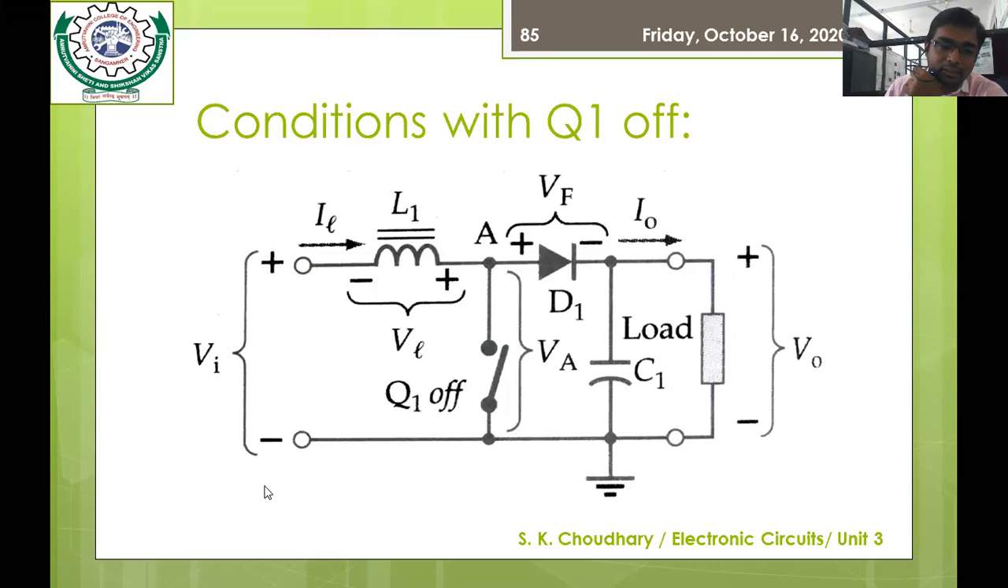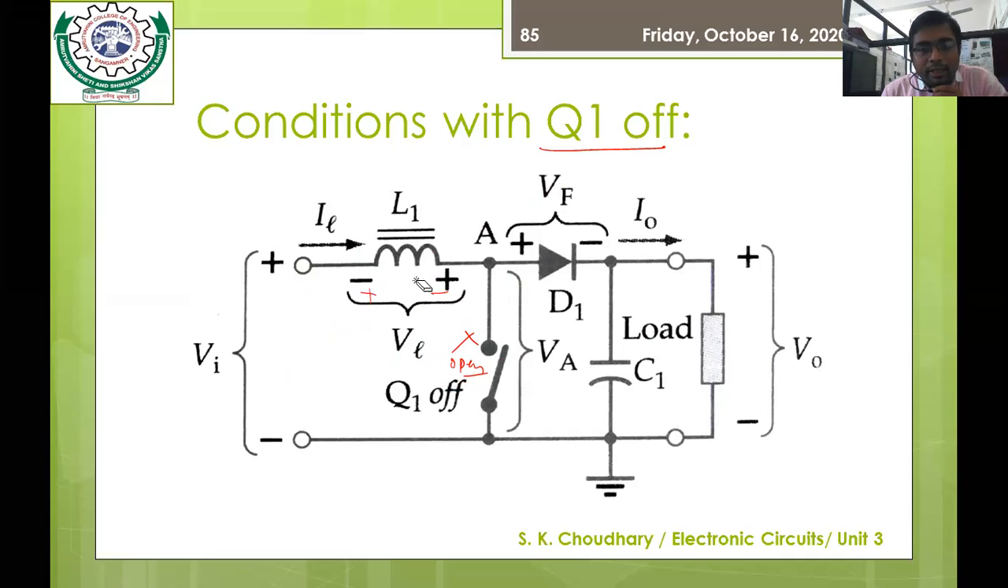Now come to the second condition. The second condition is what? When your Q1 is off. Okay, so you can see here, when your Q1 is off, your switch is open. Now the switch is open, so no current would flow across this switch. So all the current would now follow this path. But the problem is that in the previous case the polarity is different. Here the positive is at the left hand side and negative at the right hand side, and now your switch is open. Okay, this is the condition when your switch is open.